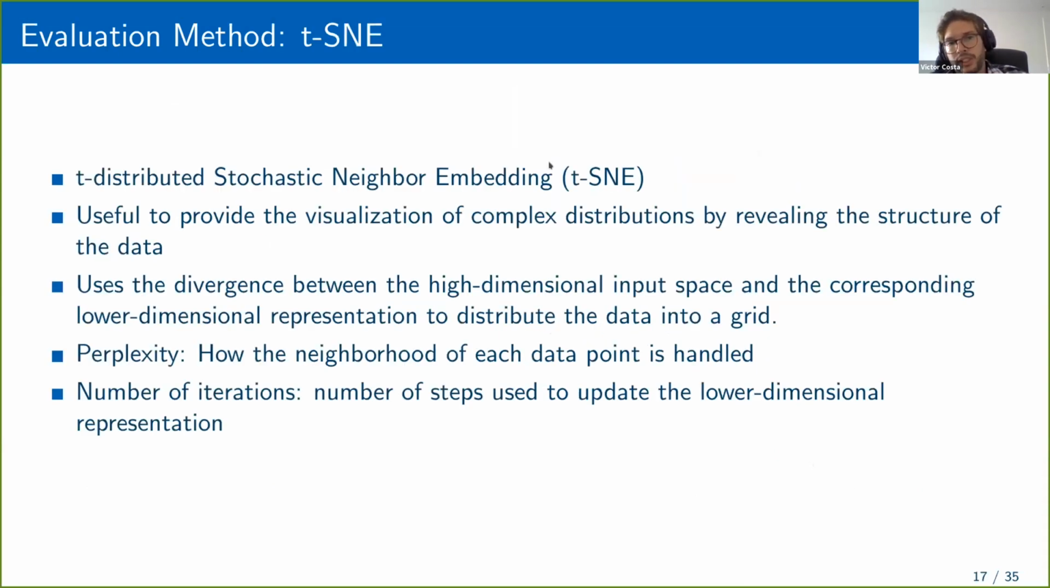So let's have some overview about the t-SNE method. The t-SNE, or t-distributed stochastic neighbor embedding, is useful to produce visualizations and review data of complex distributions. It uses the divergence between the high-dimensional input space and the corresponding lower dimensional representation to distribute the data into some grid. It has mainly two parameters to control this distribution. One of them is the perplexity, which refers to how the neighborhood of each data point is handled in the algorithm, and the other is the number of iterations, which refers to the number of steps used to update the lower dimensional representation of the output.